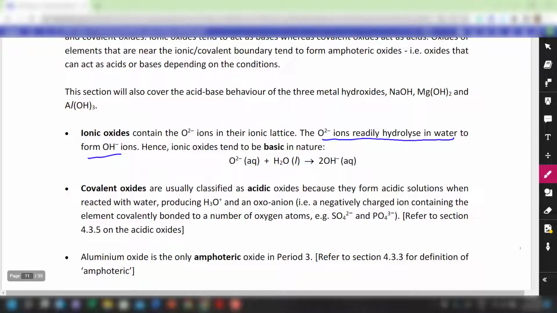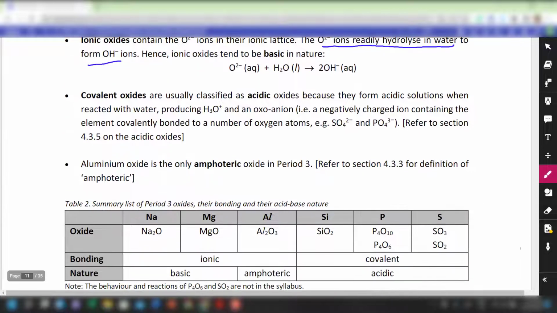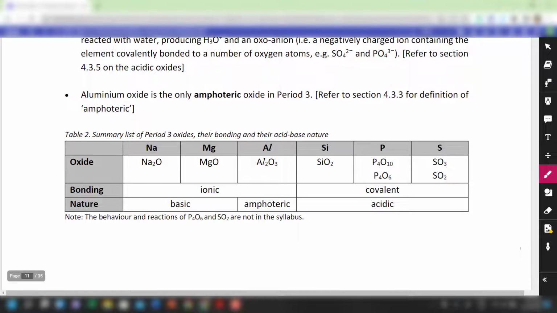For covalent oxides, they are usually classified as acidic because the hydrolysis of the relevant bonds tends to lead to the production of H+, and later on I will showcase some examples. The one that is smack right in the middle, for example aluminium oxide, is what we call amphoteric, and I can explain a little bit here.